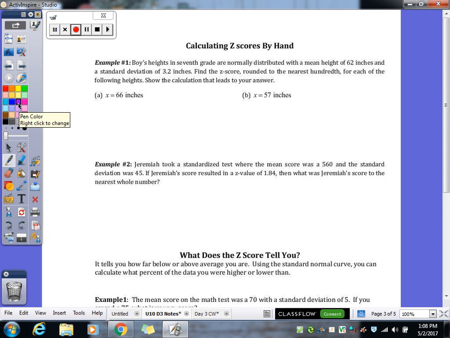So we have boys' heights in 7th grade are normally distributed with a mean of 62 and a standard deviation of 3.2. Find the z-score rounded to the nearest hundredth for each of the following heights and show your calculation that leads to your answer. So as we just said on the last page, your z-score is your value minus your mean divided by your standard deviation.